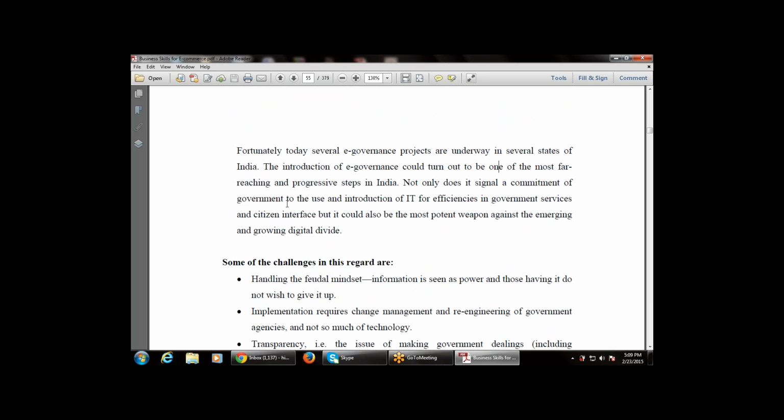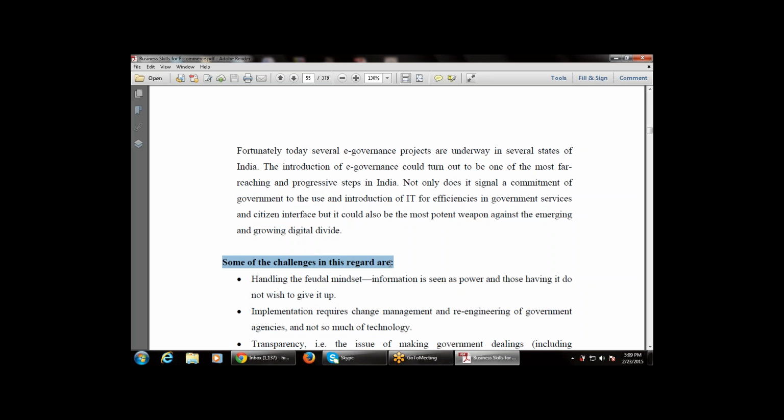The introduction of e-governance could turn out to be one of the most far-reaching and progressive steps in India. It signals a commitment of government, and also introduces IT for efficiency in government services and the citizen interface. It could also be used as the most potent weapon against the emerging and growing digital divide.